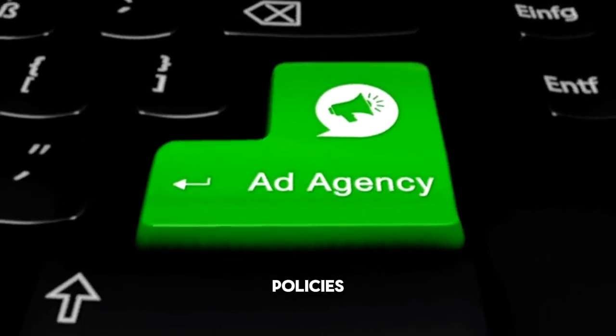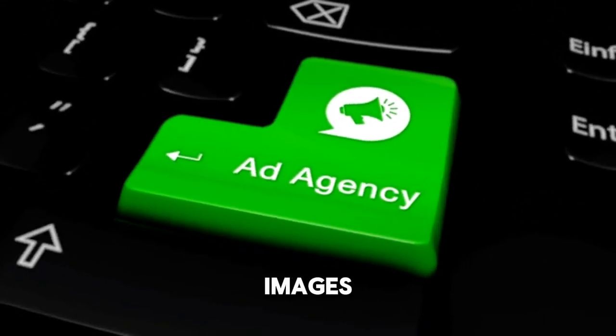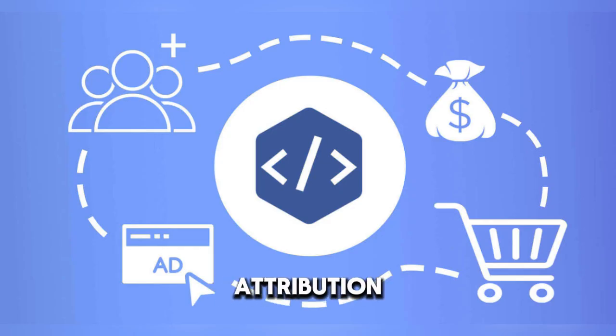Tips: comply with policies, use high-quality images. Install Metapixel for accurate attribution. Start small, scale with 20% ROAS goal. For issues, use Shopify's ad apps like Klaviyo.